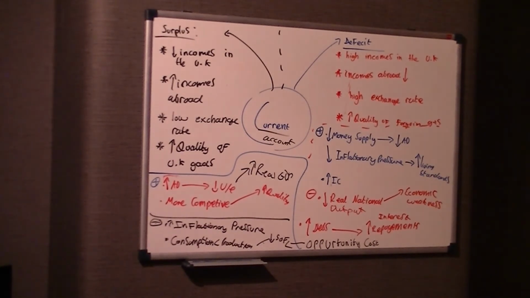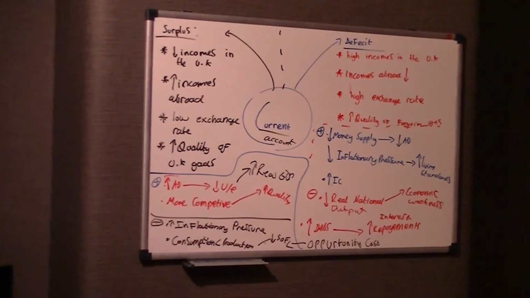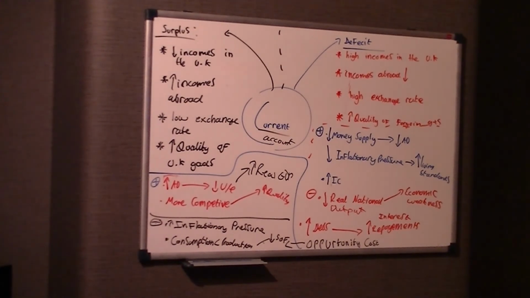And then you've got the determinants of the current account, why we call it a surplus or deficit. As you can read on the board, if you can't, I'll read it for you. So you've got the deficit caused by high incomes in the UK, low incomes abroad, the exchange rate being high, and the quality of goods and services being better outside the UK. And you can switch that around for the other one.